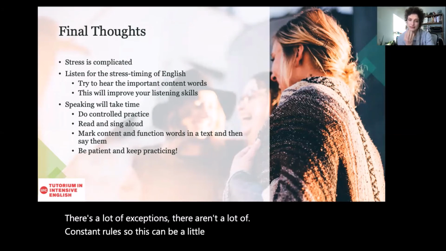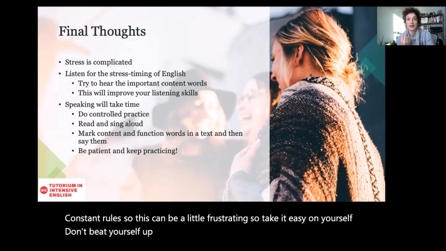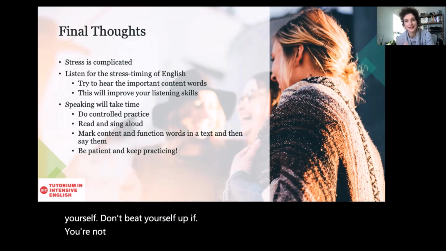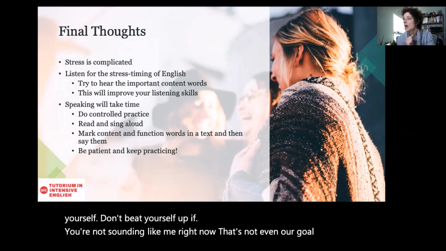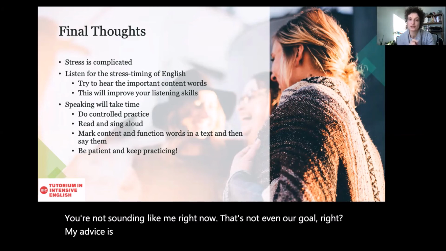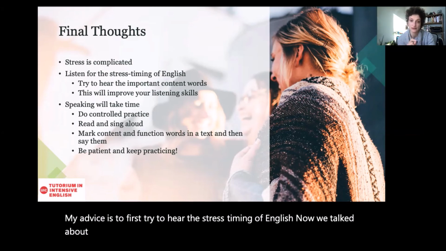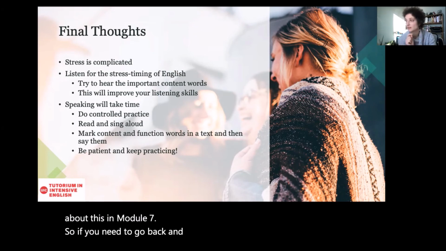So, take it easy on yourself. Don't beat yourself up if you're not sounding like me right now. That's not even our goal, right? My advice is to first try to hear the stress timing of English. Now, we talked about this in Module 7. So if you need to go back and review what stress timing means, go for it.